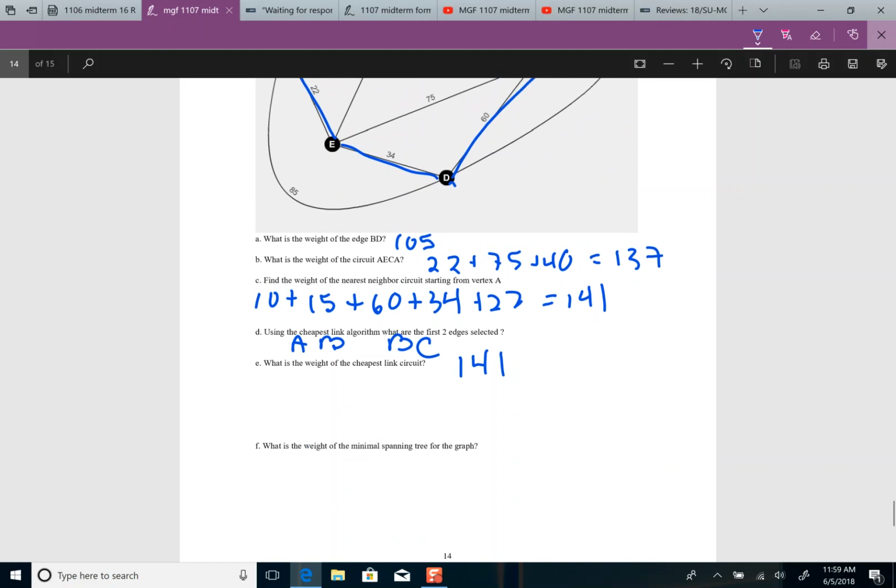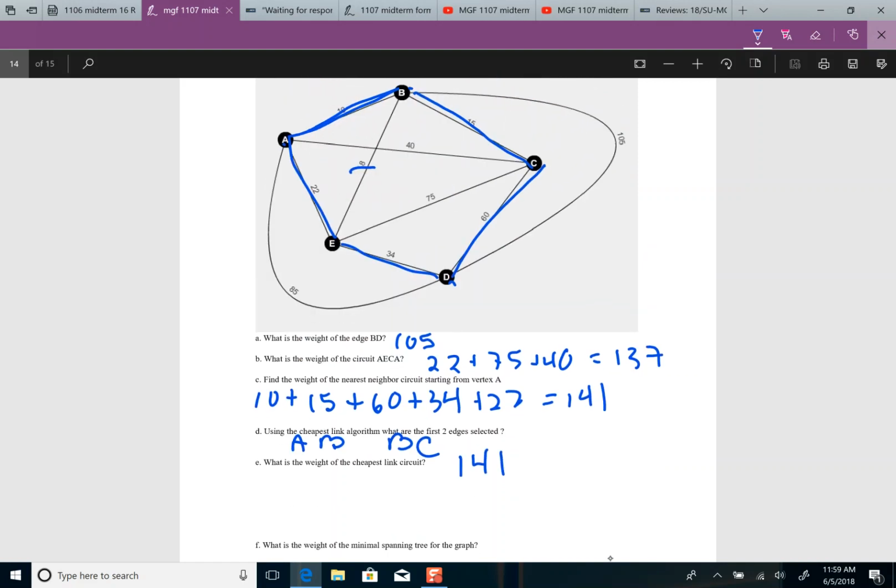Okay. And then, just to keep with the same thing, and let's erase everything I gave you so far, I said let's do the minimal spanning tree for this circuit. And again, I just want to know the weight of it. So remember with the tree, in this one, I have five vertices, so I'm going to need 4 edges. And I want to pick the smallest 4. So I'm going to pick 10. I'm going to pick 15.